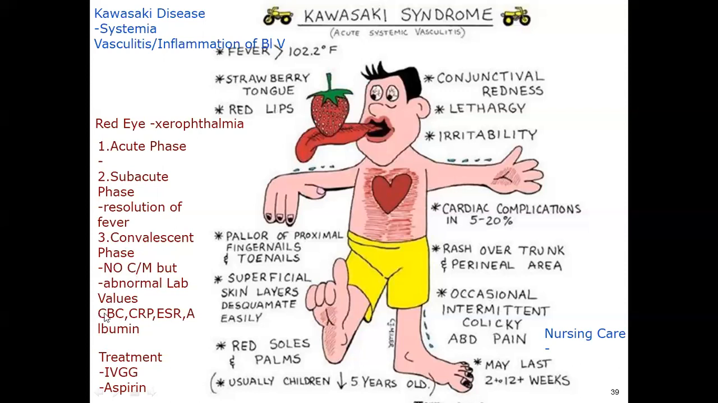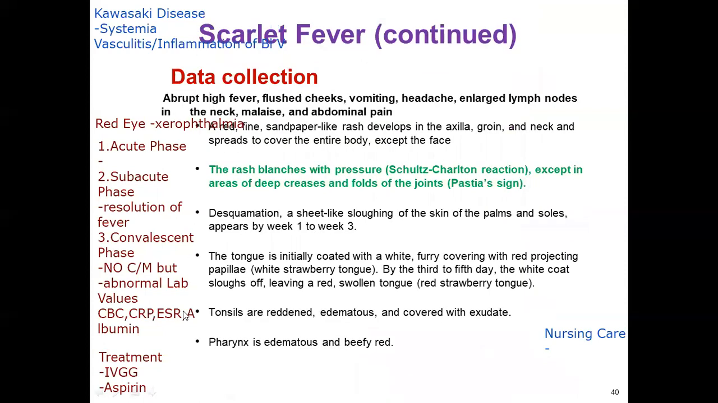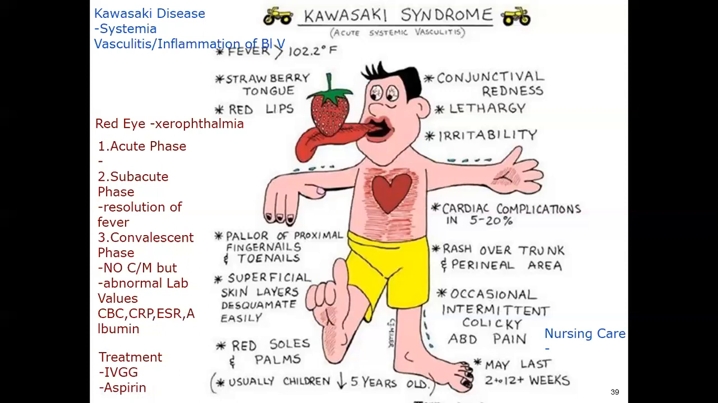If you check the complete blood count CBC, or C-reactive protein CRP, or erythrocyte sedimentation rate, or albumin, all would be abnormal. When any patient develops inflammation in the artery or blood vessel, or chronic inflammation, C-reactive protein always goes up.